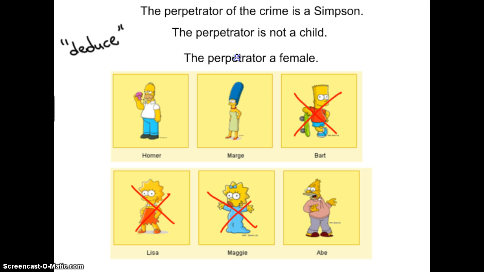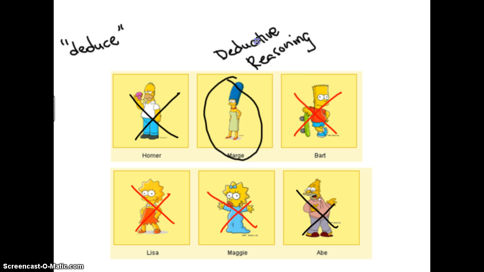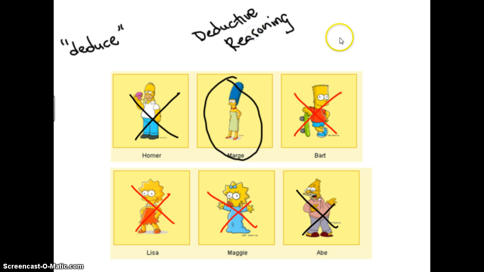Let's say the perpetrator is a female. Well, if the perpetrator is a female, then we can deduce from that, we can logically conclude that the perpetrator is not Homer and is not Abe, and therefore, since there's nobody else left, we can assume that the perpetrator of the crime is in fact Marge. So what we did is an example of using deductive reasoning to draw a logical conclusion.